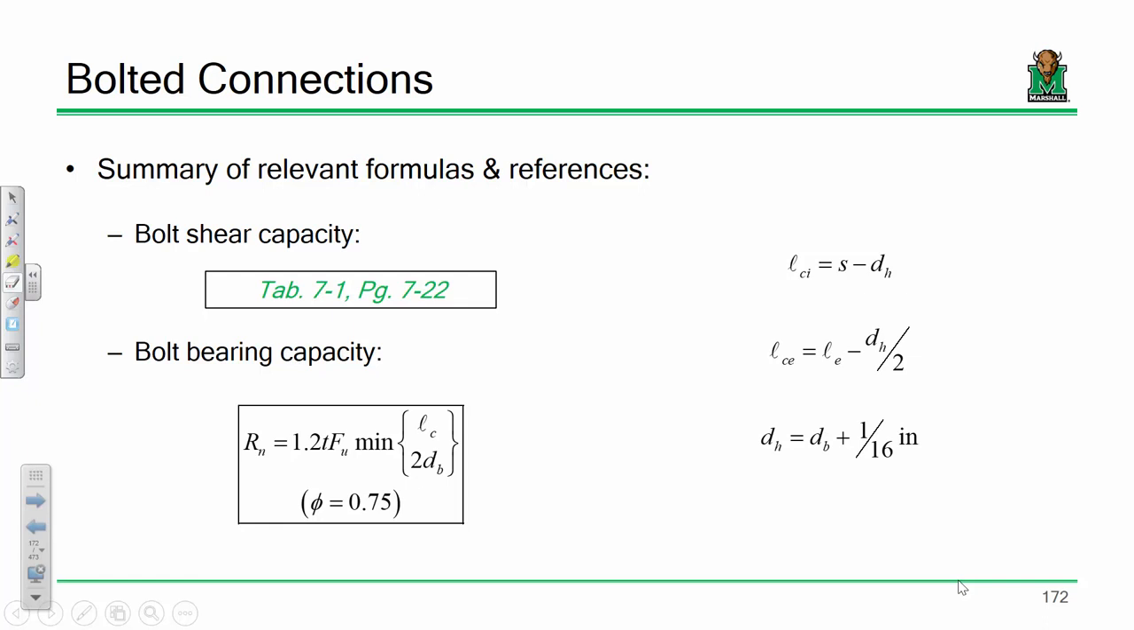As for bolt bearing, the easiest way to handle that is to just use the bolt bearing expression. Rn equals 1.2 times the thickness times the ultimate tensile stress times the minimum of either 2 times the bolt diameter or your clear distance Lc. Now don't forget phi values. Phi is always 0.75 for bolt bearing. The Lc value is a little tricky to compute. Well, it's not really tricky, you just have to do a little bit of work.